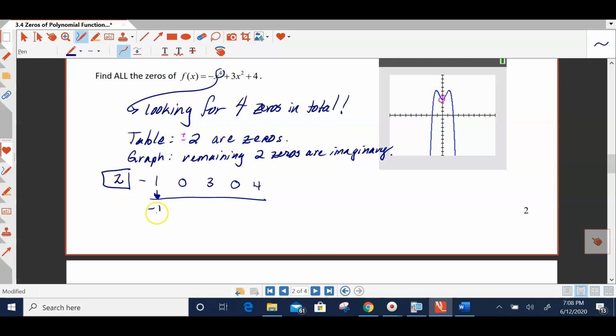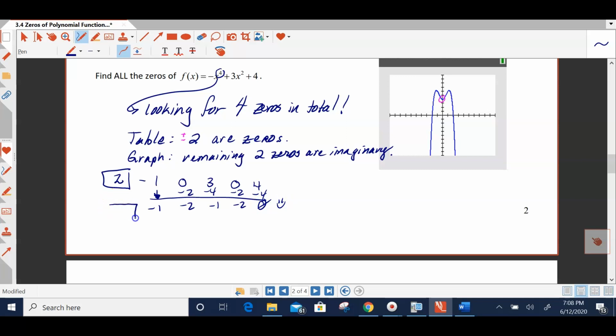So let's see, 2 times -1 is a -2. Add those up. 2 times -2, -4. Add those up. 2 times -1, -2. Add those up. 2 times -2, -4. Remainder of 0. We knew that was going to happen because we divided by a 0.